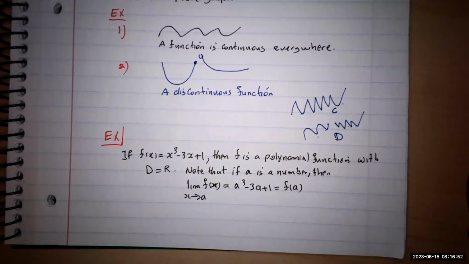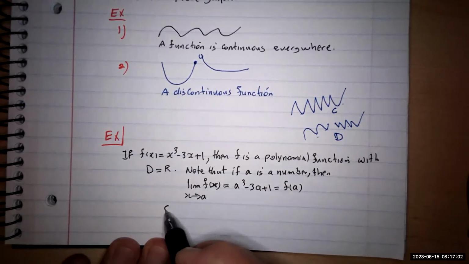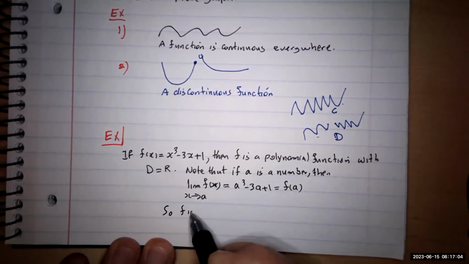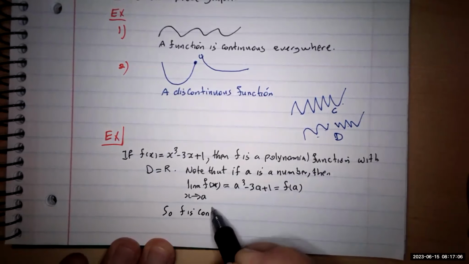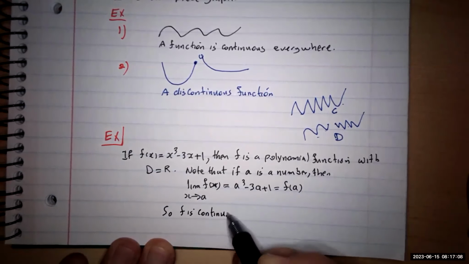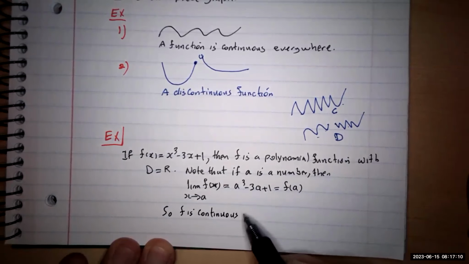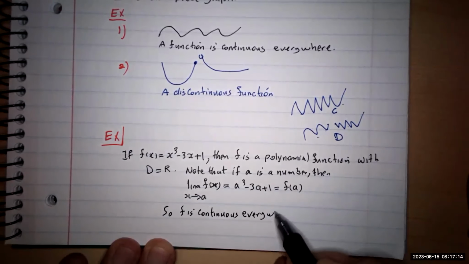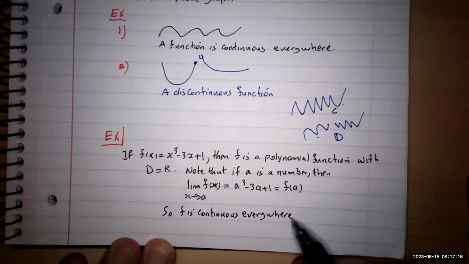As you can see, the limit of the function for polynomials is always the same as the value of the function. So this simply means this function is continuous. So f is continuous everywhere, on R.